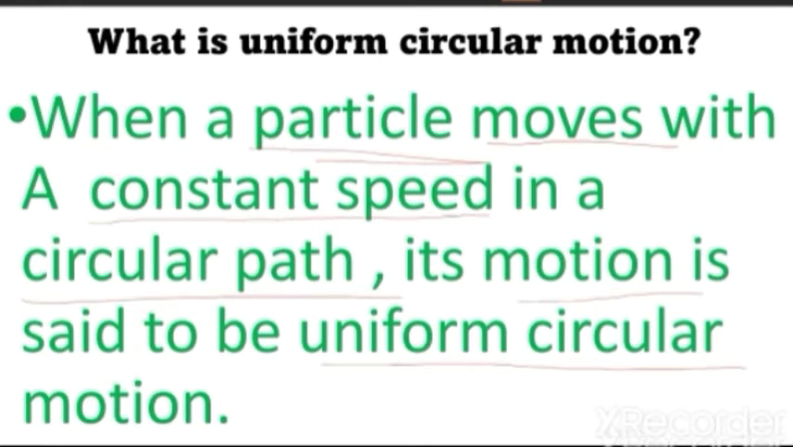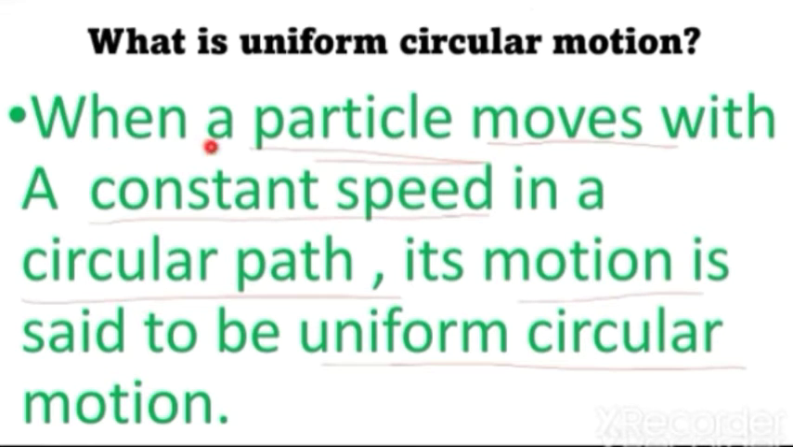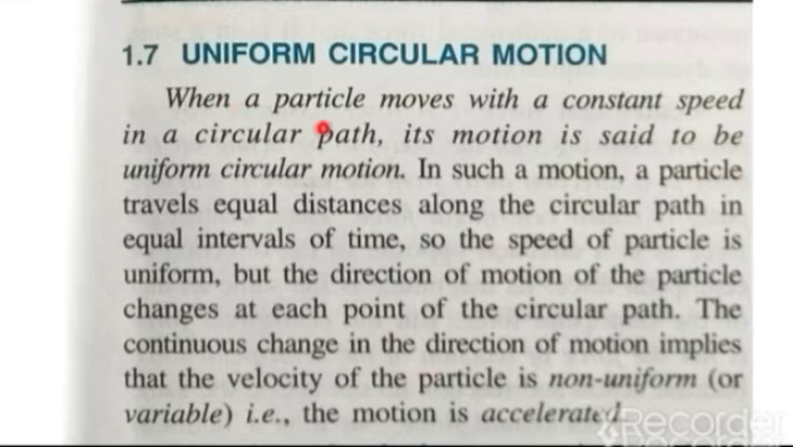These 6 words should be there in your definition, then only you will get full marks for the definition of uniform circular motion. So, when a particle moves with a constant speed in a circular path, its motion is said to be uniform circular motion. Just repeat this definition 2 to 3 times and learn it. Now, this is the definition. We have done that. Now, let's see further.